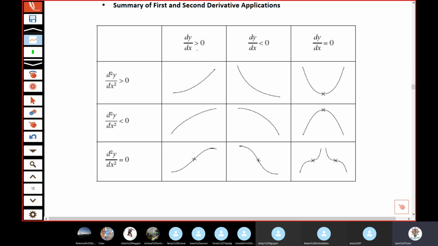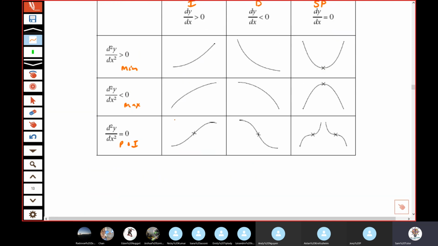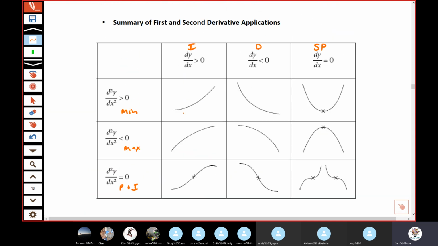So if y dash is greater than 0, which we know is increasing, decreasing, stationary point, greater than 0 we know means it's so you're thinking max, it's opposite. Min, this one's a max, and this is a point of inflection. This is on page 13. So this one, increasing faster or slower? This is the first one, fast.